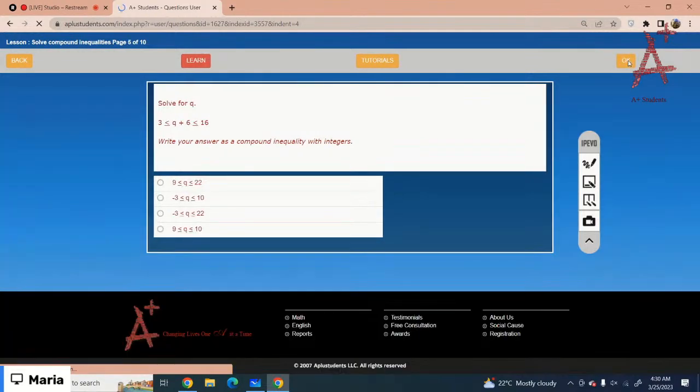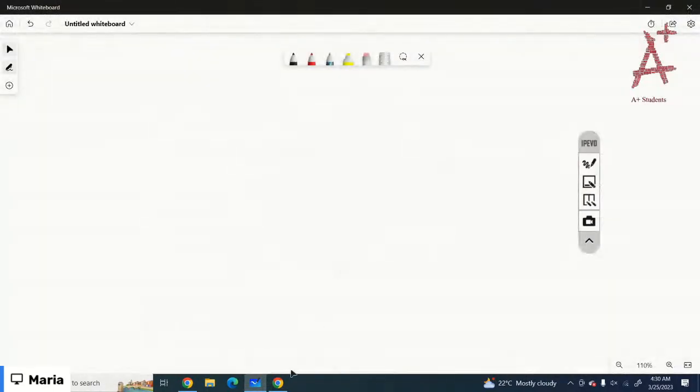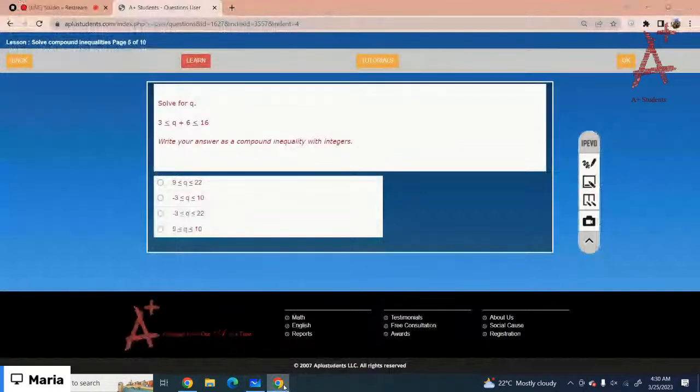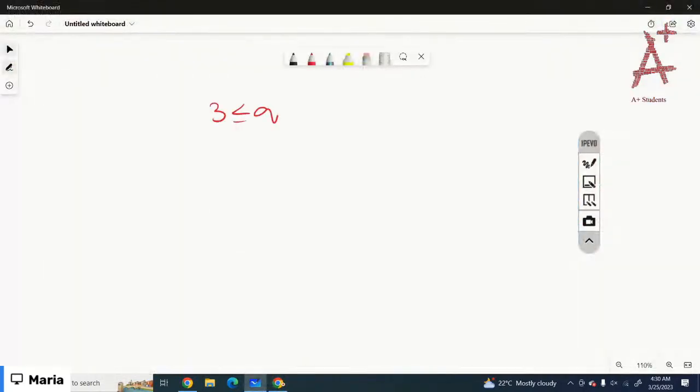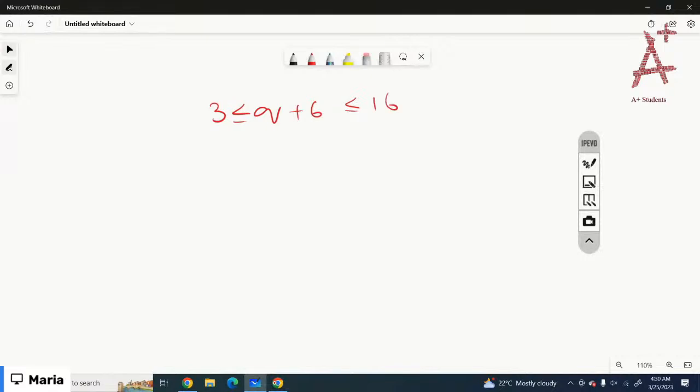Okay, let's just move on to the next one. Okay, the next one is 3 is less than or equal to q plus 6 less than or equal to 16. So we have to isolate the variable q. That means you have to subtract 6 from the inequality. It would be 3 minus 6 is less than or equal to q plus 6 minus 6 and less than or equal to 16 minus 6.